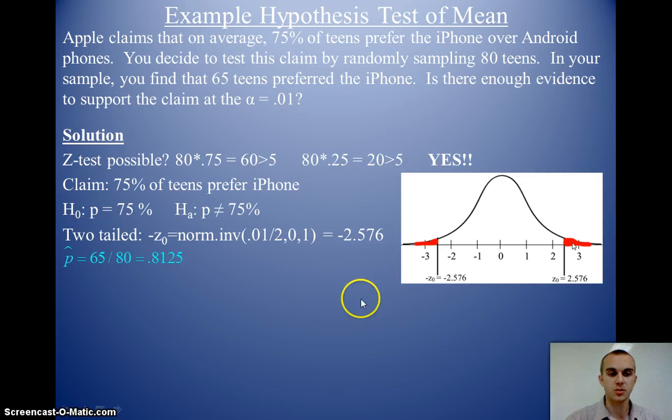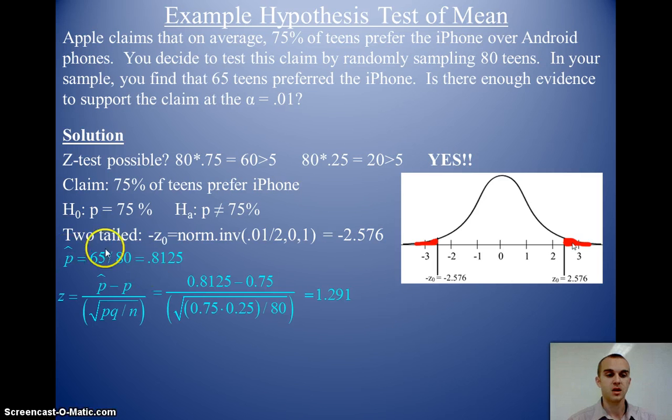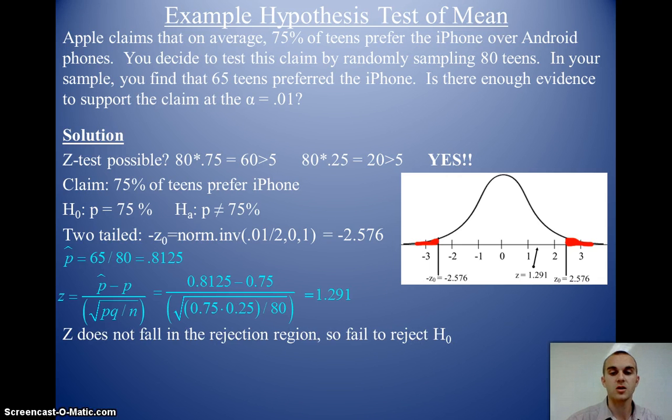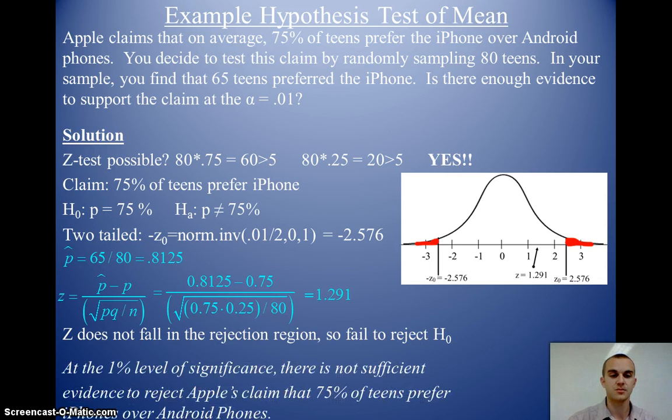Next, I need to know my sample proportion. In this case, it was 65 out of 80 preferred it, so that's 0.8125. And I can use that to find my z-score. So 0.8125 minus what they're claiming, which is 0.75. And then I'm going to use the 0.75 and the 0.25 in my denominator and my sample size of 80. When I do that, I get 1.291. If I plot that, that falls in the failing to reject region, so I'm not going to reject the null hypothesis. So at the 1% level of significance, there is not sufficient evidence to reject Apple's claim that 75% of teens prefer the iPhone over the Androids.